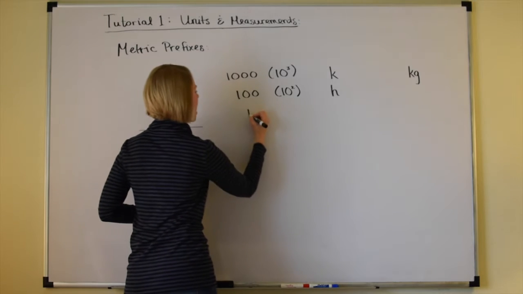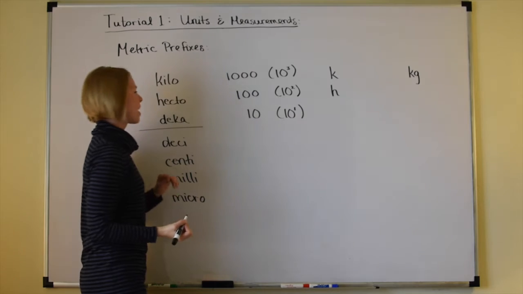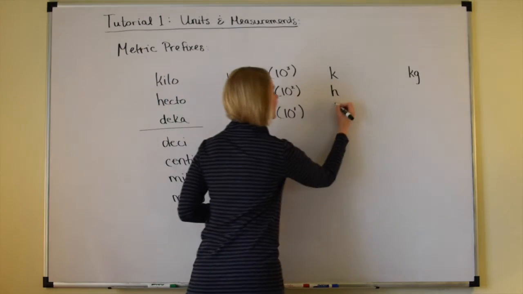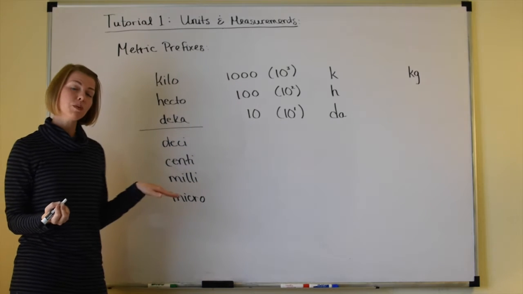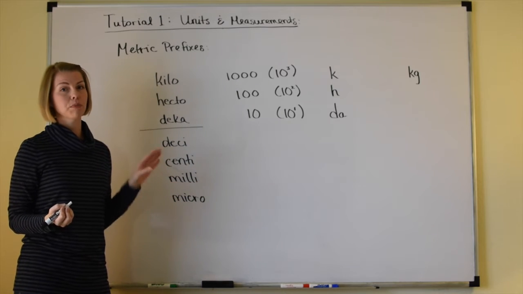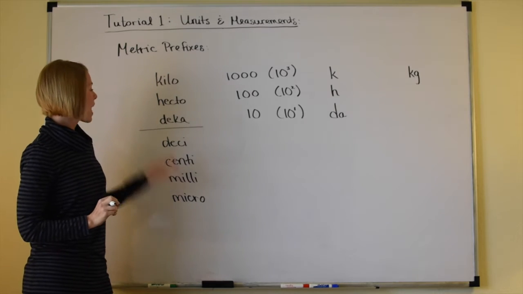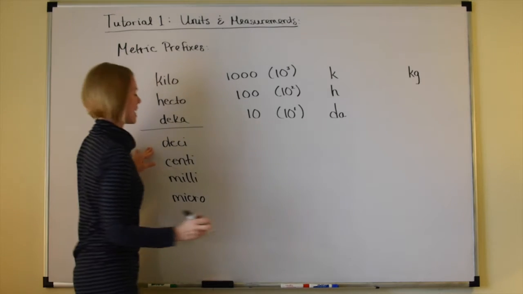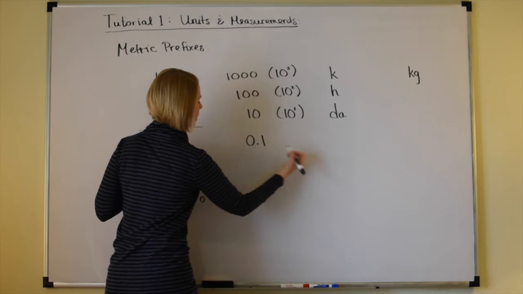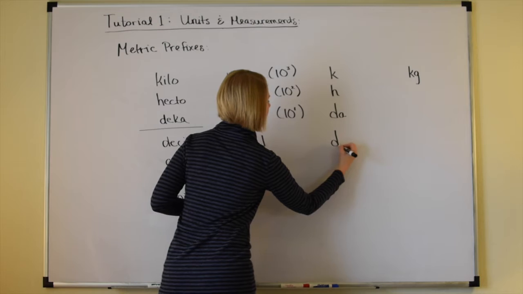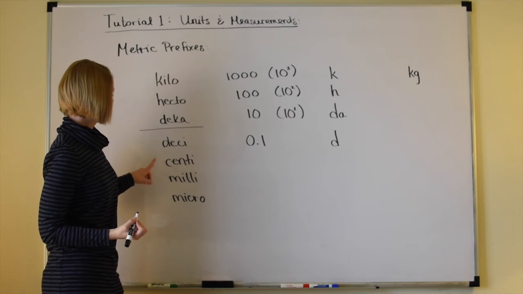Deca is 10, so 10 to the 1st power there. And the abbreviation for deca is DA, so as not to confuse it with deci, which is just a lowercase d. So very important that you know that deca is lowercase d, lowercase a. Deci is a 10th, so 0.1. And again, the abbreviation is just a lowercase d for deci.